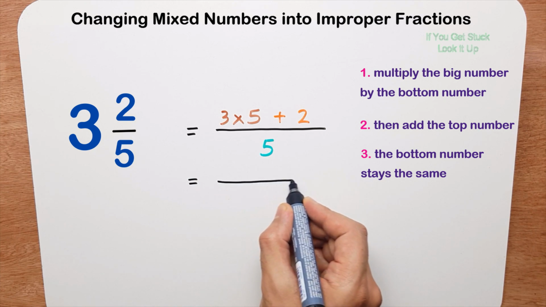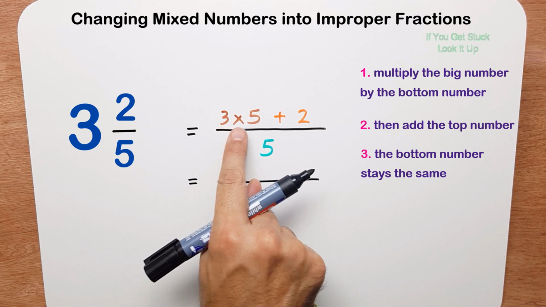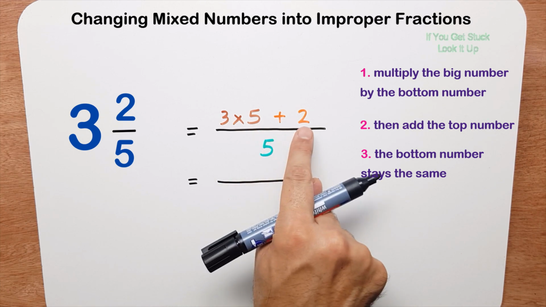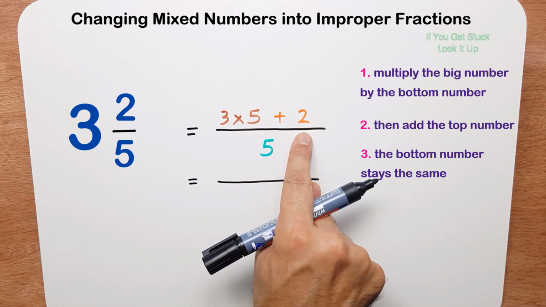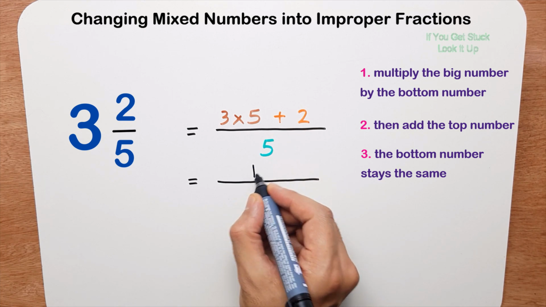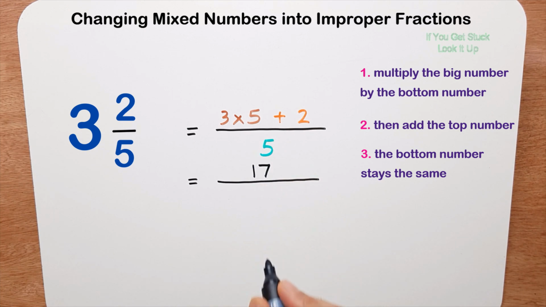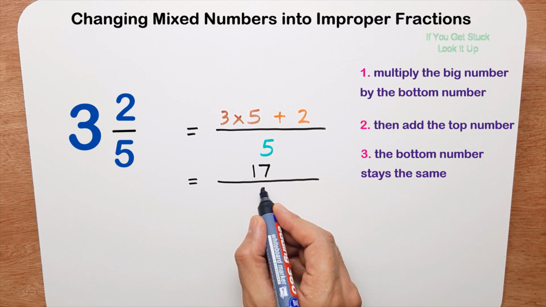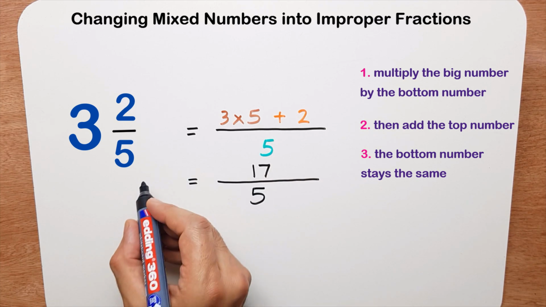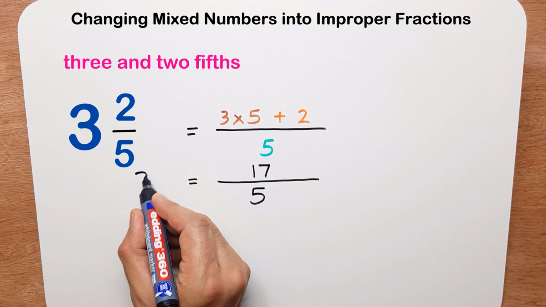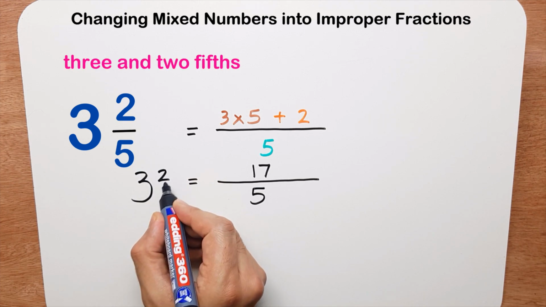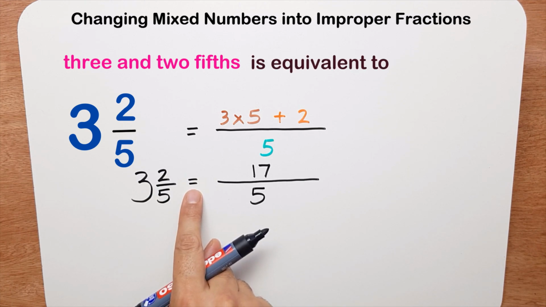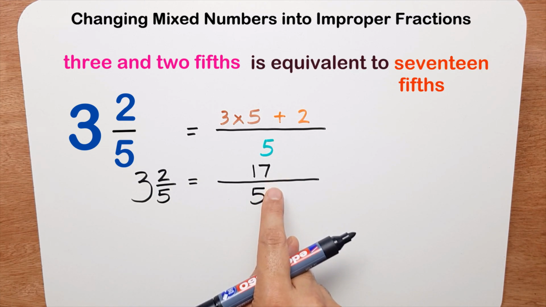So there's our fraction line. 3 times 5 is 15, plus 2 is 17. So that goes at the top as the numerator. And the 5 as the denominator stays the same. So I can say 3 and 2/5 is equal to, or equivalent to, 17/5.